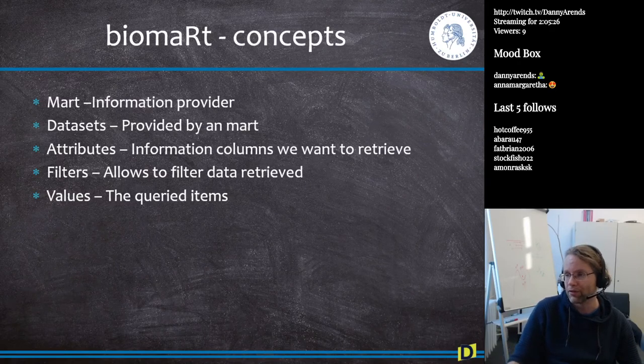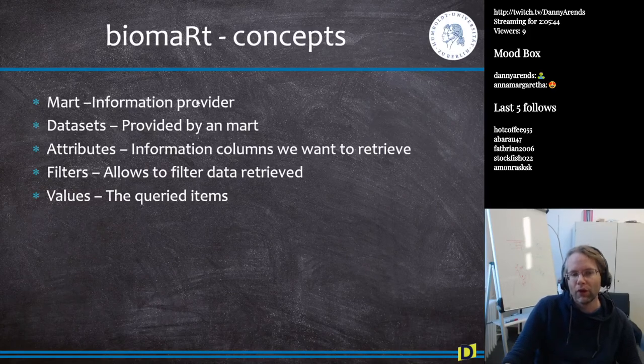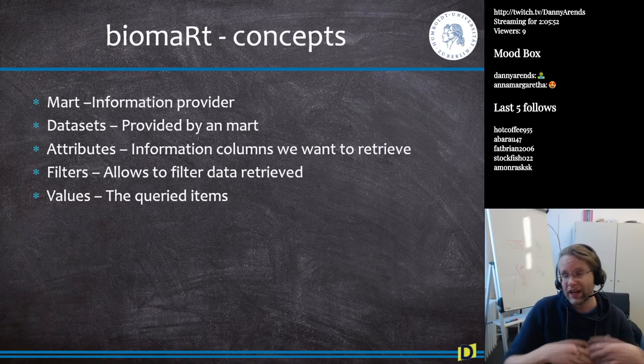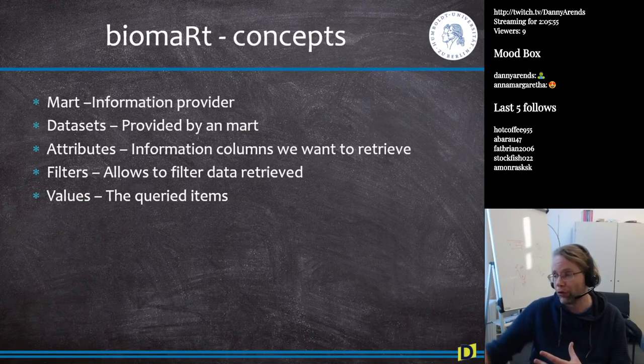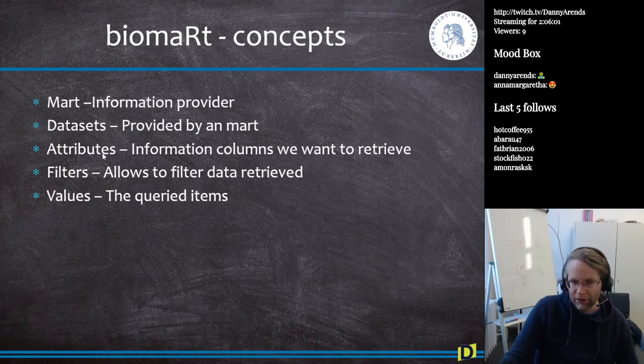So biomaRT is a very interesting tool, and it does what it does so well because it has very simple concepts. It has a concept of a MART, like a super MART, and that is the information provider, right? So Ensembl is a MART, NCBI is a MART, KEGG is a MART, Reactome is a MART. A MART provides things which are called data sets. These are kind of tables, not really tables because they can span multiple tables, but data sets are something which a MART provides. Then we have something called attributes, and those are the information columns that we want to retrieve from the data set, right?